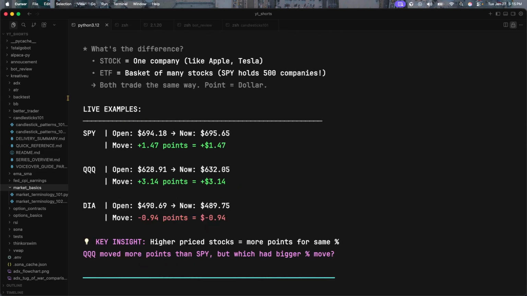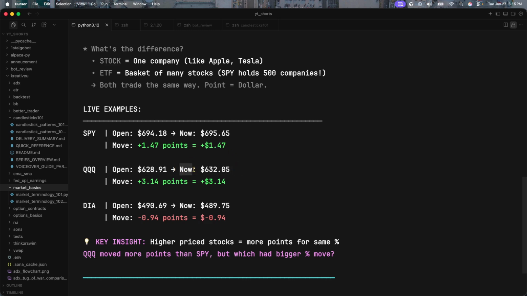So let's look at a few other live examples. SPY today, and today being January 27th, 2026, whenever you're watching this, SPY opened at 694 and then closed at 695. So there was a 1.47 points move, or SPY moved $1.47 today. Now we have QQQ. QQQ is the top 100 companies within the NASDAQ. QQQ opened at 628 and then it closed at 632.